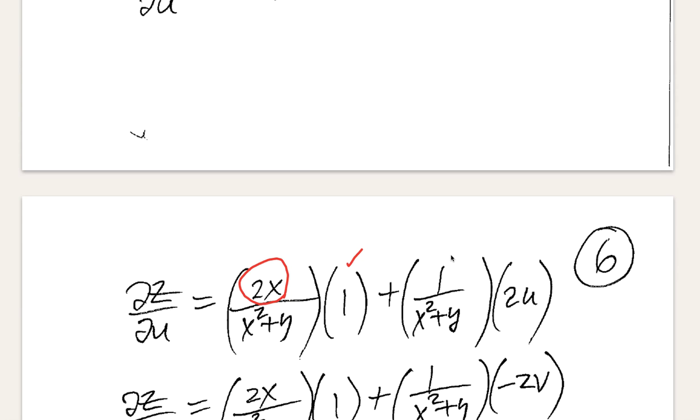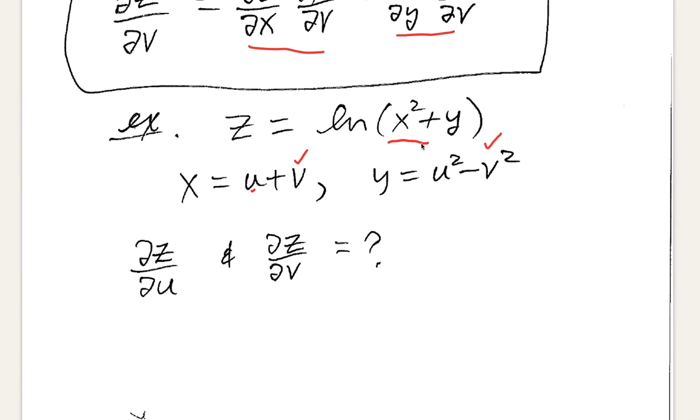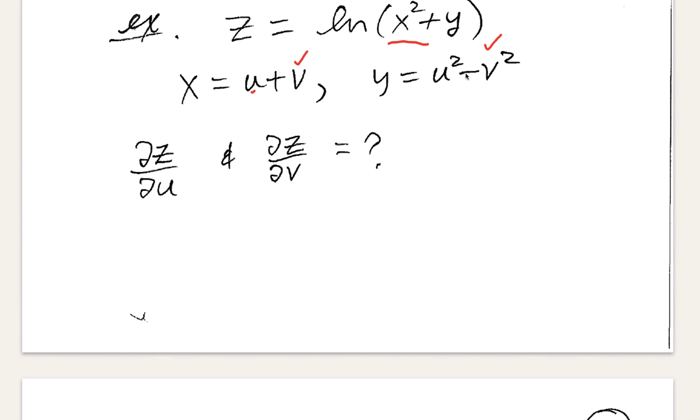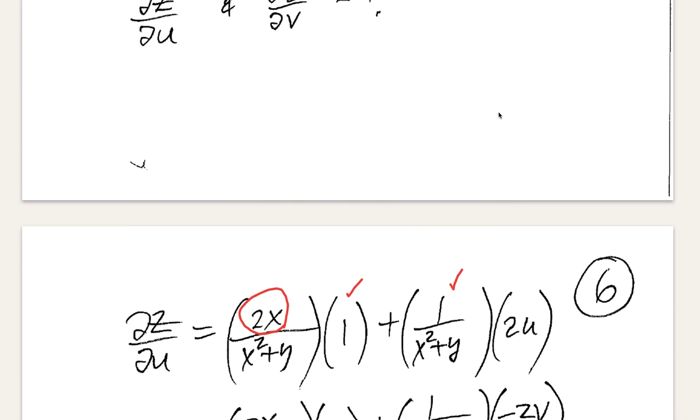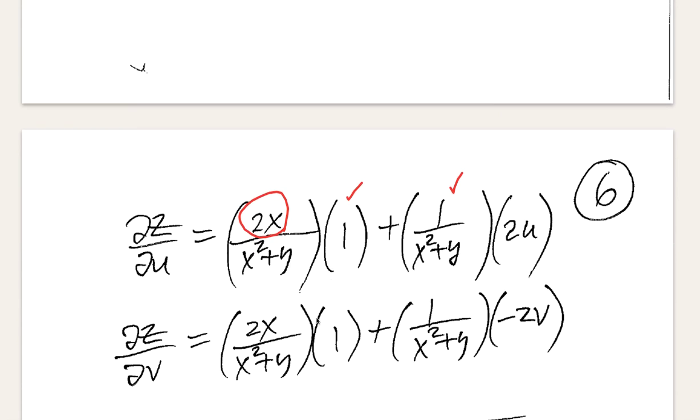And the same thing here: 1 over x squared plus y. Very similar when I differentiate with respect to y, only a little easier. So 1 over x squared plus y, and then multiply by the derivative of y with respect to u, which would be 2u. And then I'm going to do the same thing with the v's. Notice these get carried right down, so I don't have to perform new calculations here.